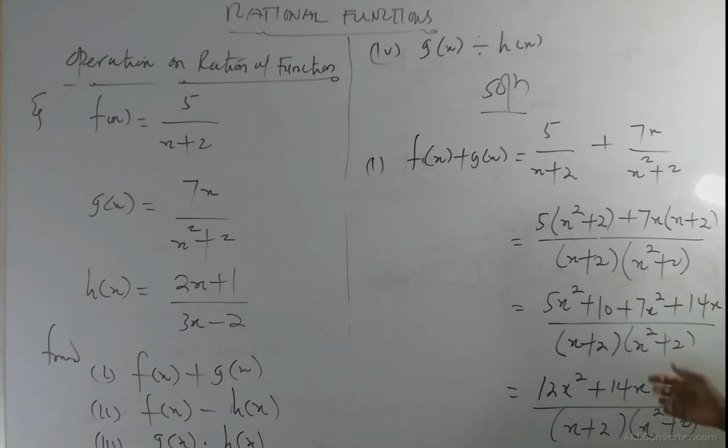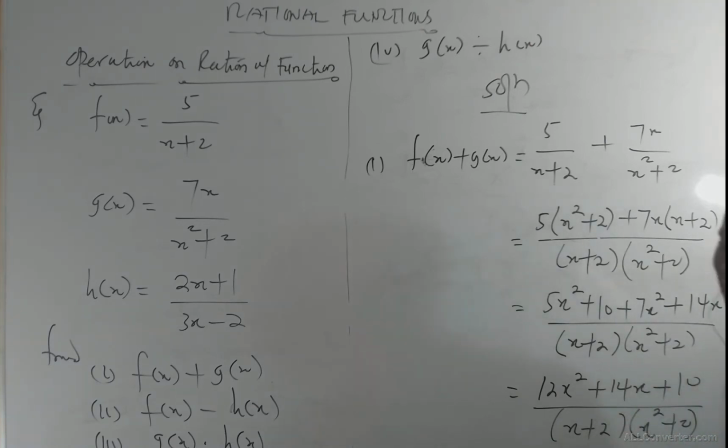Then we simplify. Take note that the numerator should be divided by x plus 2, x squared plus 2. So we simplify by adding the like terms. We have an x squared term here, x squared term here. So 5x squared plus 7x squared will give us 12x squared. That's the 12x squared we have here. The only x term is 14x, and the only constant is 10, so plus 10. Now all divided by x plus 2, x squared plus 2.